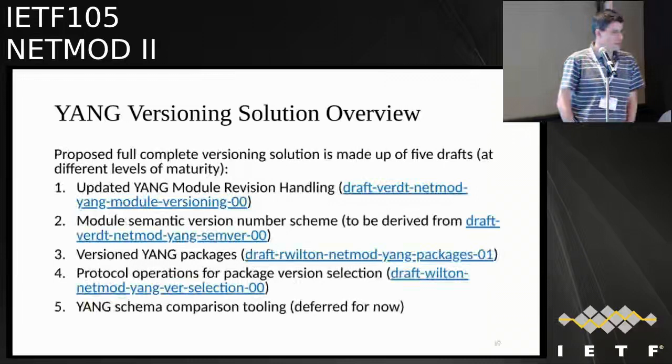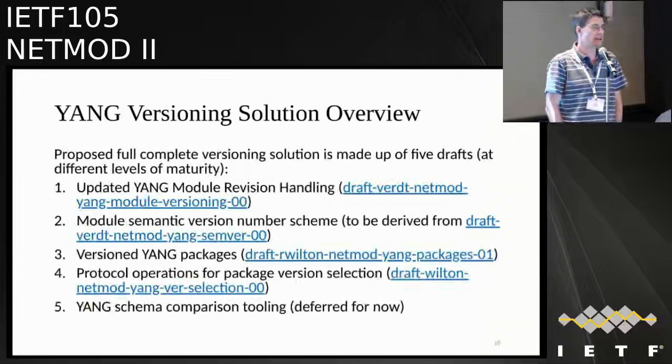Next slide, please. So the overall solution, as we see it now, is made up of 5 different parts. The first one is updated YANG module revision handling. This doesn't talk about semantic versioning at all, but talks about YANG module revisions and how they can allow non-backwards-compatible changes and express those, and more branching and fixing other things related to that area. There's really just a semantic versioning number scheme that could be described fairly abstractly. That hasn't been written yet, but will be derived from the text from the previous draft, draft-verdt-netmod-yang-semver-00. So we'll take the semantic versioning definition from that draft and just extract that text and put it in isolation. We'll do that in the next phase.